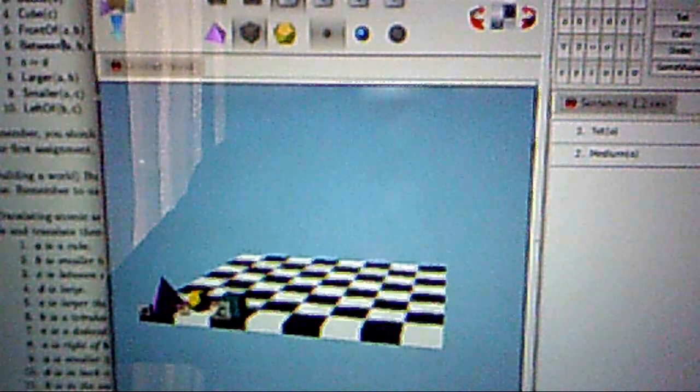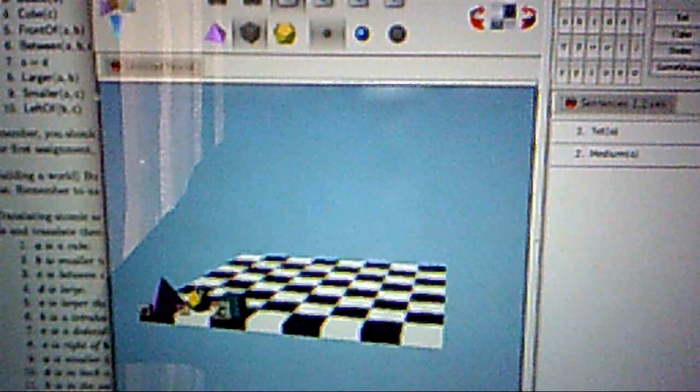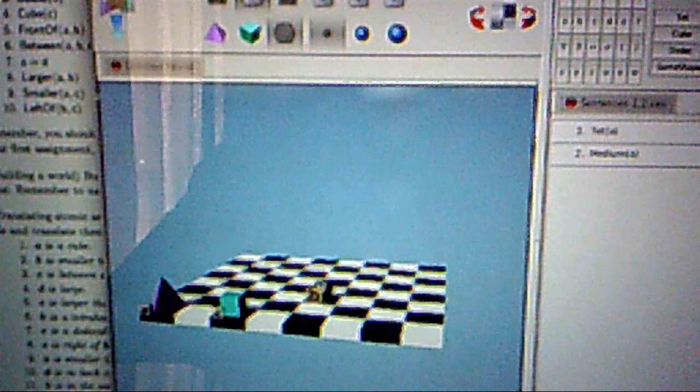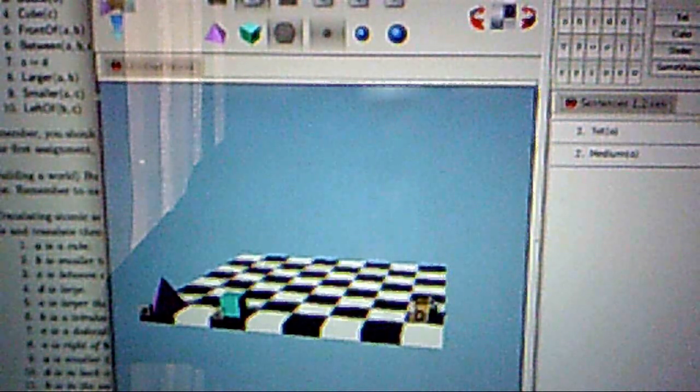5, now we're getting a little more complex. 5 says A is in front of B. Front of is anywhere in front of. So if I move B back here, A is still in front of B. If I move it, say to the right all the way down there, A is still in front of B.